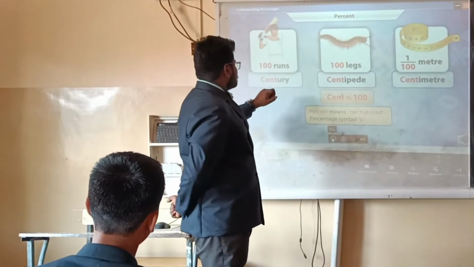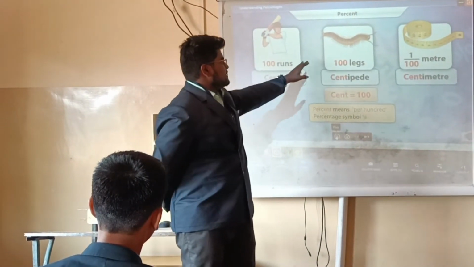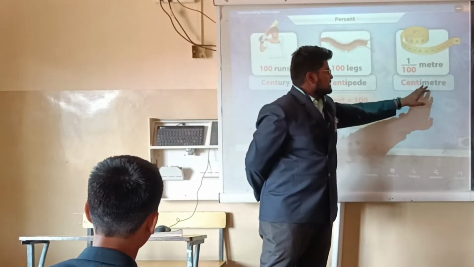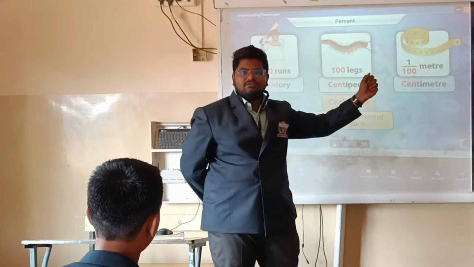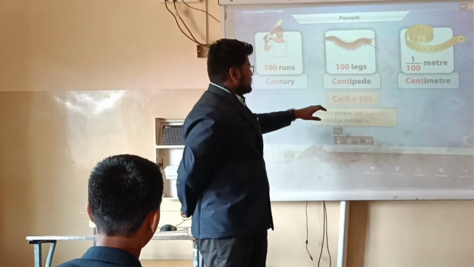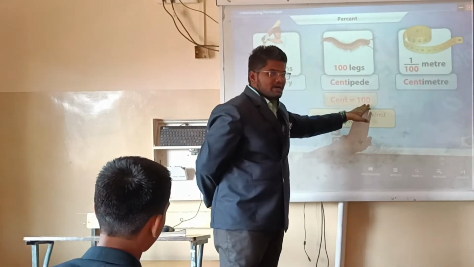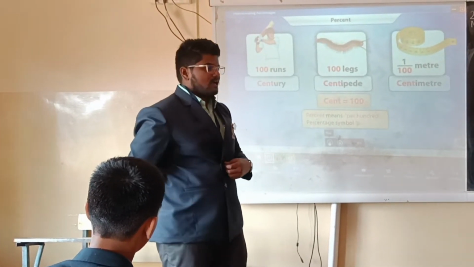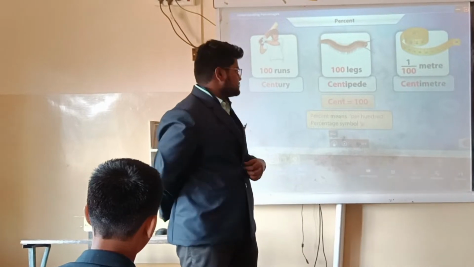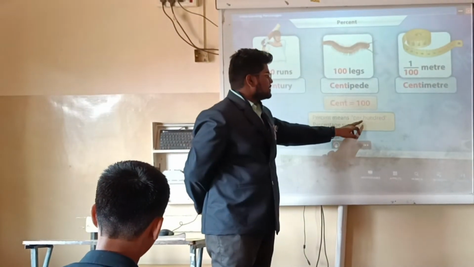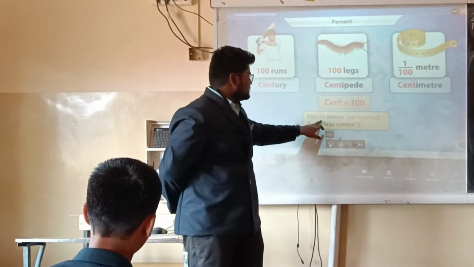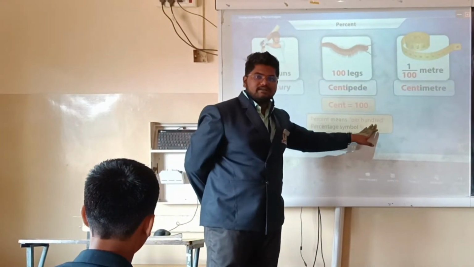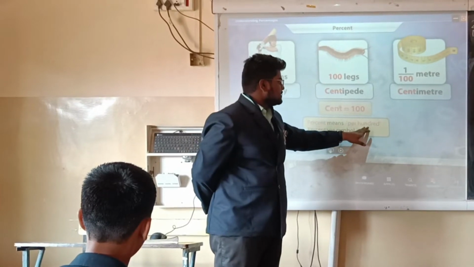And also a century is 100 runs, a centipede has 100 legs, and a centimeter is 100th part of a meter. So that is why cent is equal to 100. So of percent we have understood what cent is. Now let us see what percent is. Percent means per 100. Now see cent and 100. Whenever you hear the word cent, it means 100. So percent means per 100.